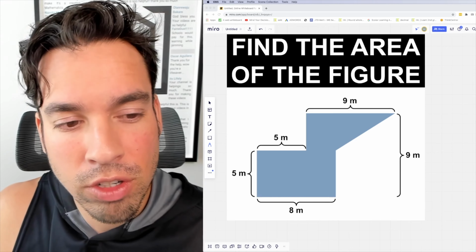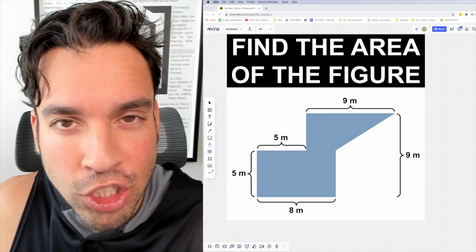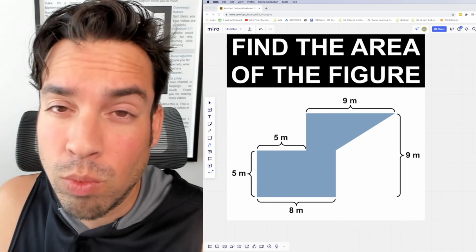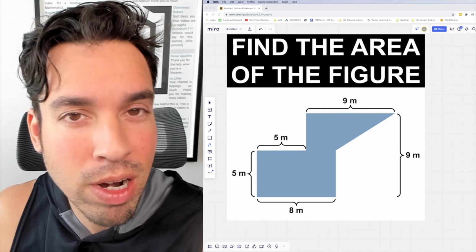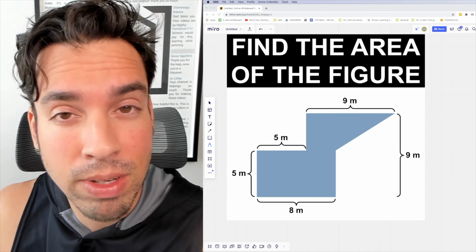So this figure right here is something that we call a composite figure, which means it's made up of a bunch of shapes that we know really well. And this one is made up of a triangle, a rectangle, and a square. So what I'm gonna do to solve this is break it up into those identifiable shapes, because we have nice formulas for the area of each of those shapes.